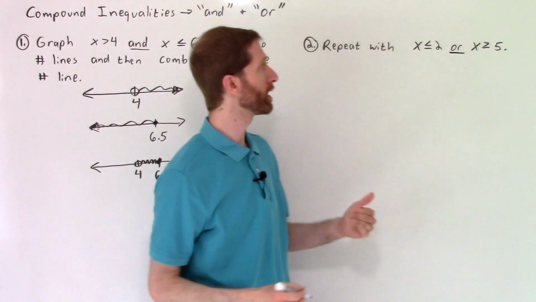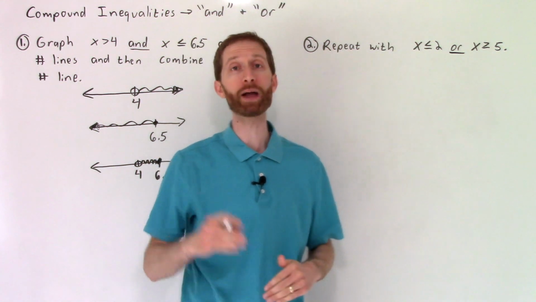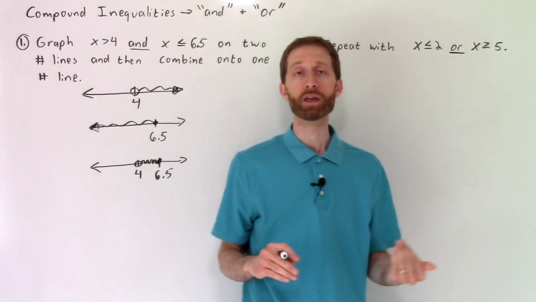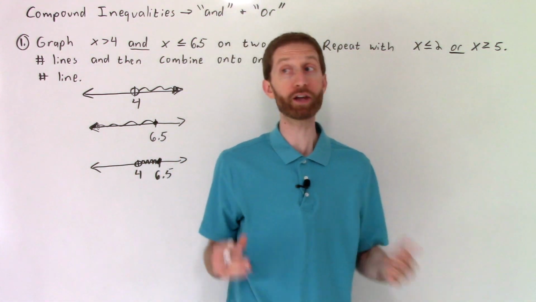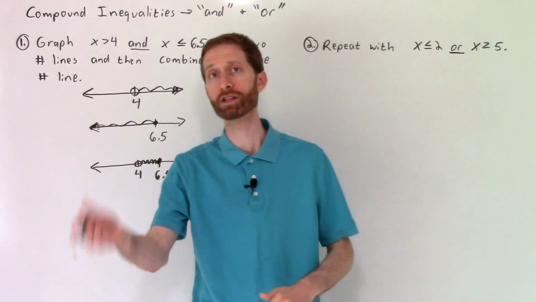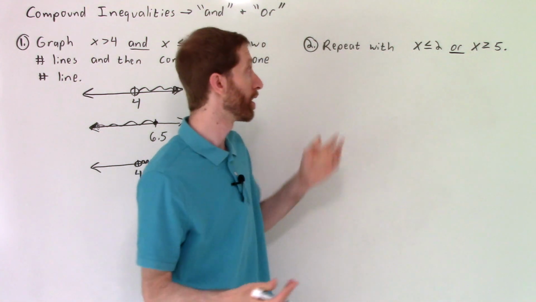So in an "or" inequality, that's a little bit of a different meaning. If I said I went to the park today, either I went to the park or I ate ice cream, that means that I did one or the other. I could have done both, but I didn't have to do both. I either did this or I did that. It could be one or the other, and both could be true also.